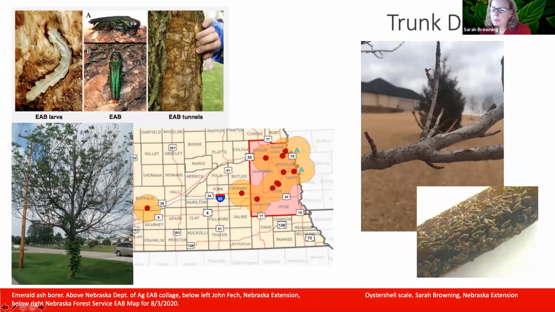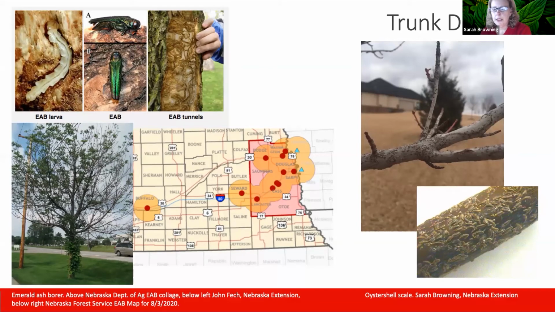Then I just pulled out a couple of pests that cause trunk damage to trees in Nebraska. And of course, emerald ash borer, we've been talking about this for quite a while. And you can see from the map there where it has been confirmed now in the state. The most recent confirmations this summer were Kearney, and then Seward, I believe it was Washington County, I think was the other confirmation just recently.